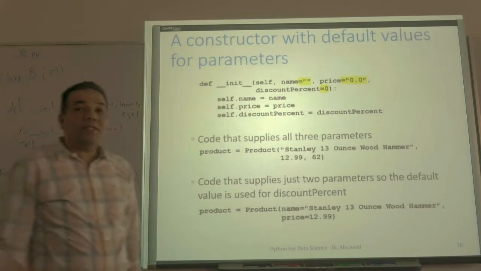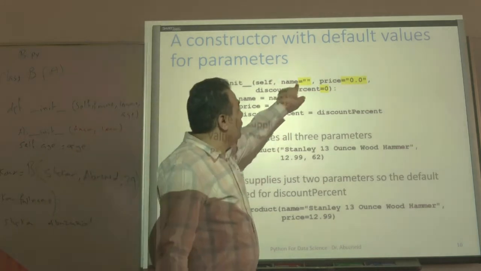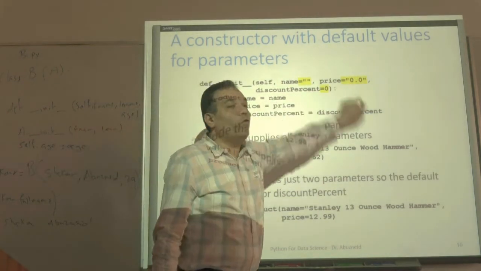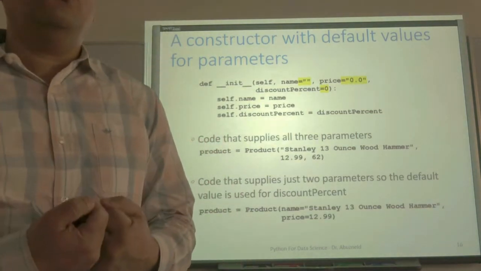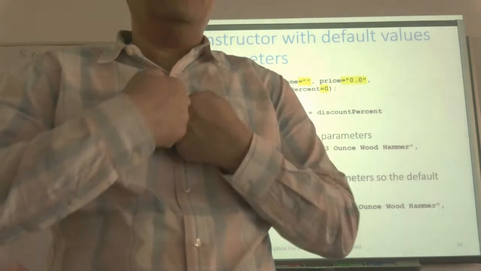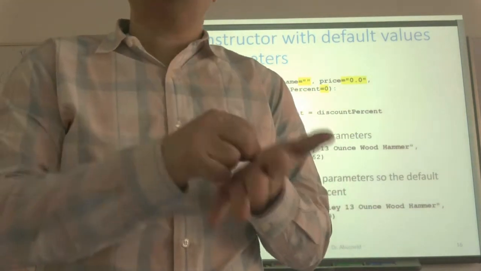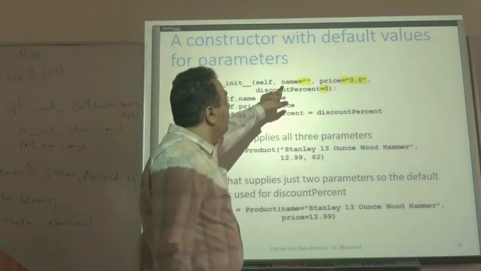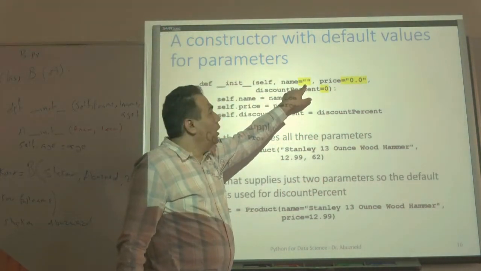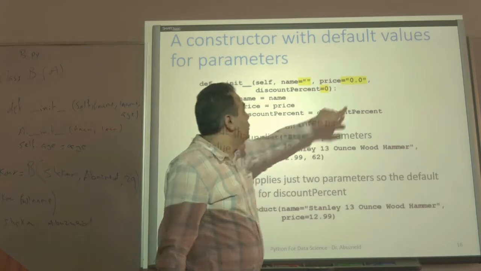In here, I'm adding all the parameters, but with the default values. So if I don't pass the parameter when I'm calling the object, when I'm initiating the object, it will assign it what? The default value. So what is the default value for name? Null. Price, 0.0.